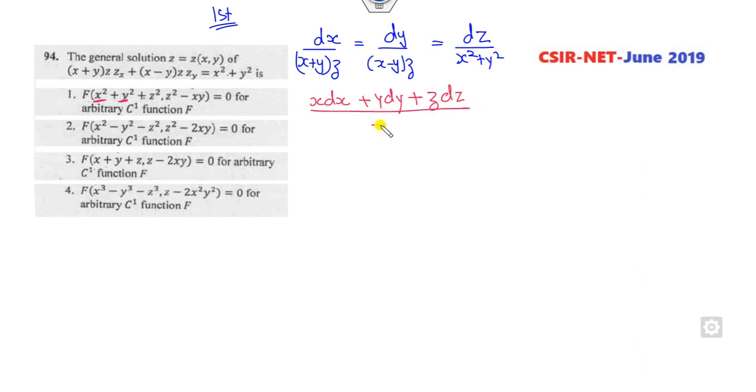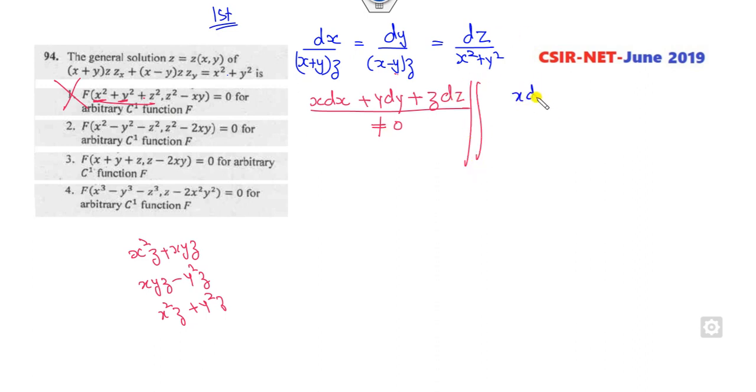So check whether the denominator part will be 0 or not. If you multiply this by x, it is x²z, xyz. Multiply this by y, it is xyz, y²z. Multiply this by z, x²z plus y²z. Clearly see that this will not be 0. So it means this solution will not be satisfied. This is cancelled.